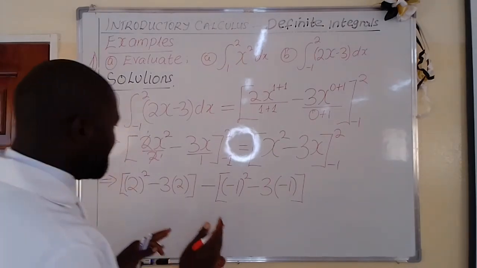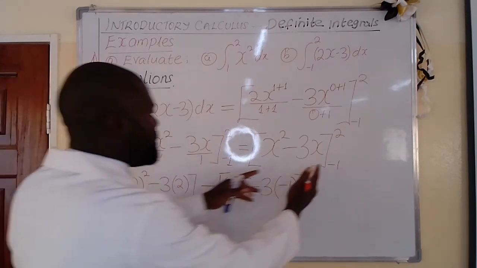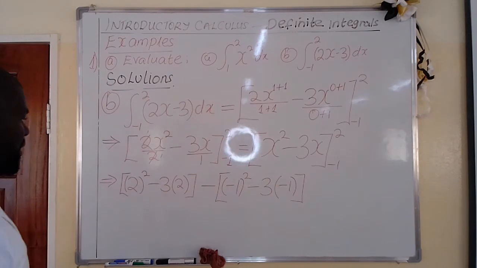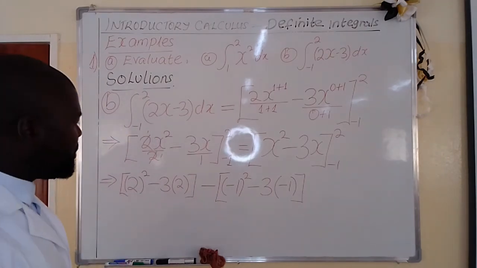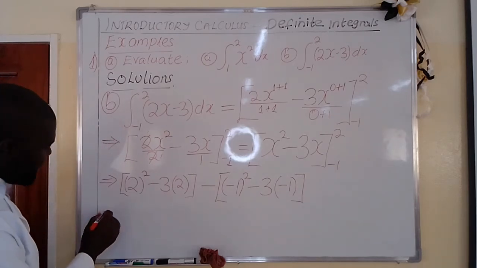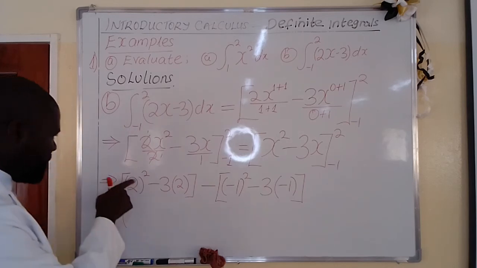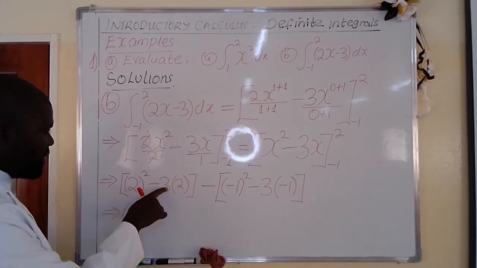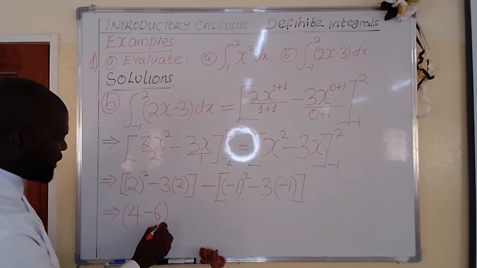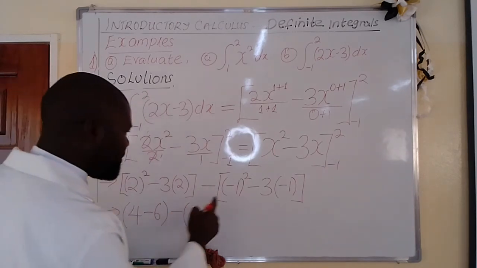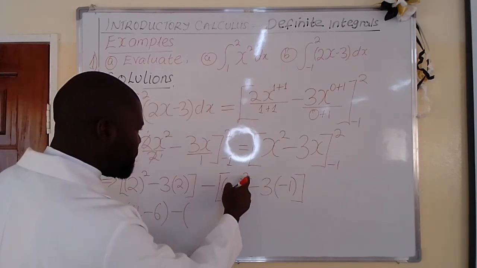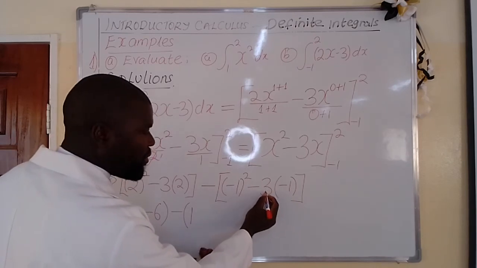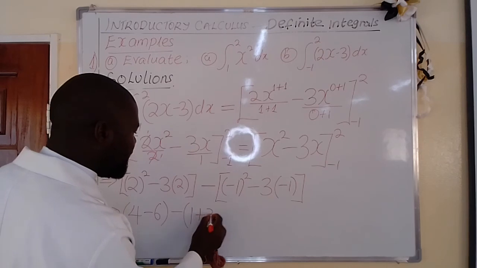Okay, so substituting the upper limit, we have this. Substituting the lower limit, we have this. So whatever we shall get after substituting the lower limit, we shall subtract from whatever we shall get after substituting the upper limit. So we proceed as follows. So from here, we have 2 power 2 gives us a 4, minus 3 times 2 gives us minus 6, minus this one here, minus 1 to the power 2, we have positive 1, minus 3 multiplied by minus 1, we have plus 3.